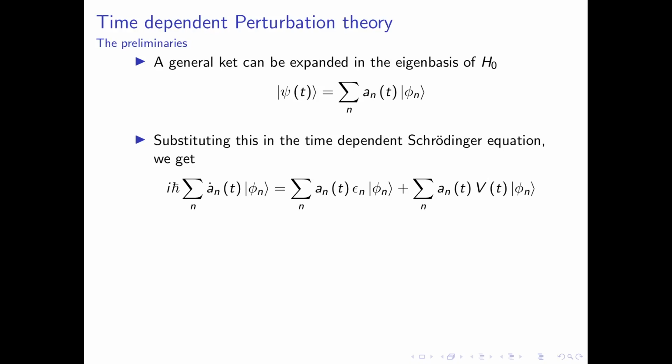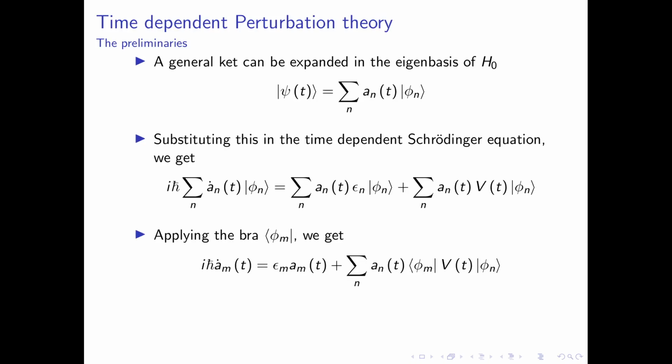On the right hand side, we have H0 plus V acting on the state, and since H0 and V are both linear operators, they will go inside the sum and cross the a_n coefficients, hitting directly the ket phi n. H0 acting on ket phi n will give rise to the first term, which is epsilon n phi n, since epsilon n is the eigenvalue corresponding to the eigenket phi n of H0. V of t acting on phi n gives us some state which we cannot really specify any further at this stage.